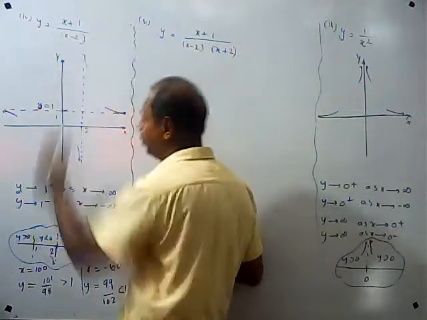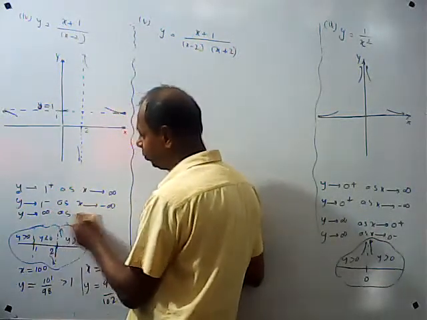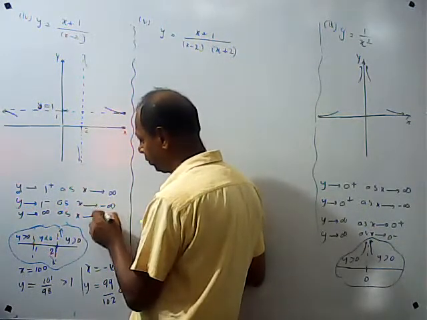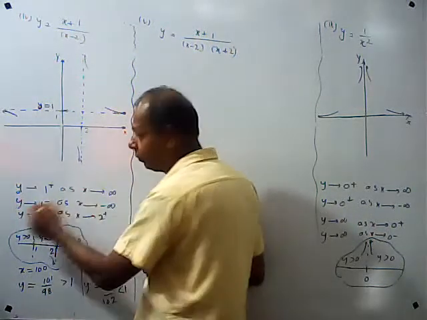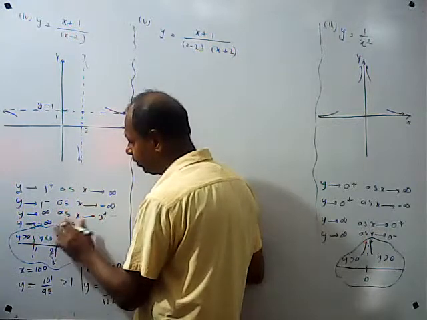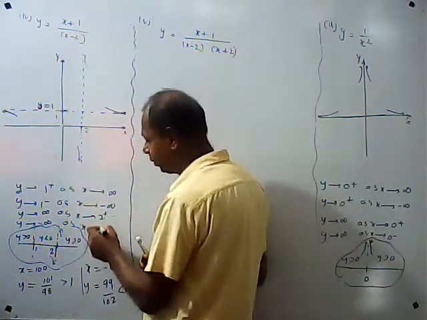y goes to positive infinity as x goes to 2 from the right side. y goes to negative infinity as x goes to 2 from the negative side.